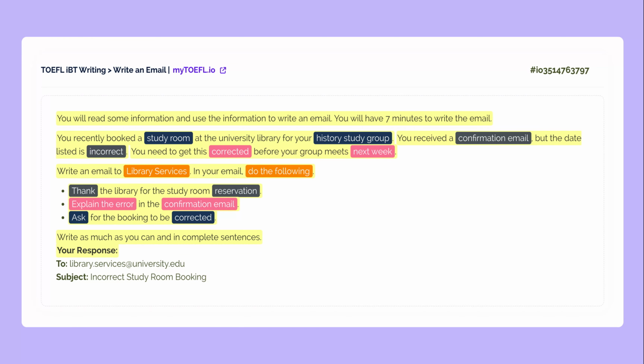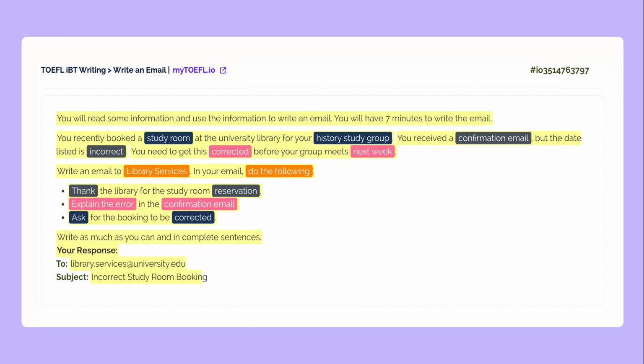Your response. library.services@university.edu. The recipient is a university service department. This email address tells us the audience is administrative. Therefore, we should avoid overly casual language and stick to a formal, respectful tone throughout the message.